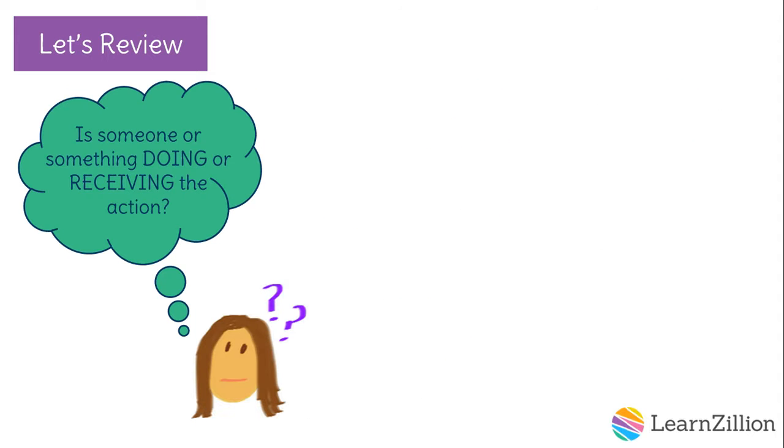In order to determine if a sentence is written in passive or active voice, you want to ask yourself, is someone or something doing the action or receiving the action? If the subject is doing the action, then you know that the sentence is in active voice. If the subject is receiving the action, or you don't find the subject at all in the sentence, then that sentence is most likely in passive voice.